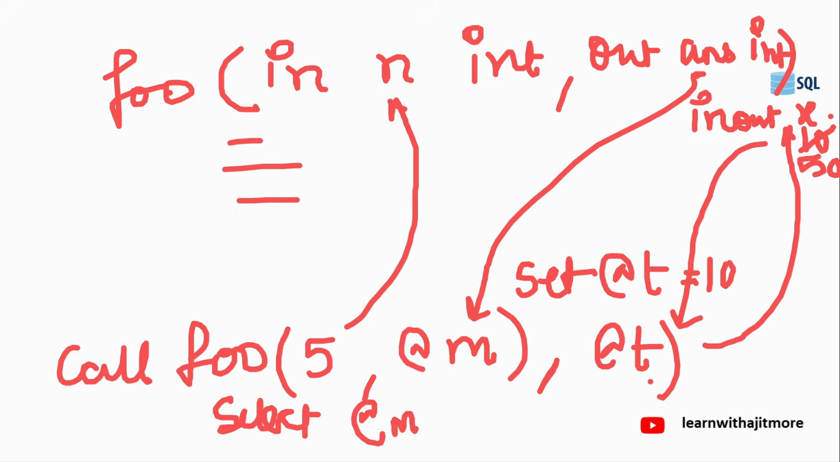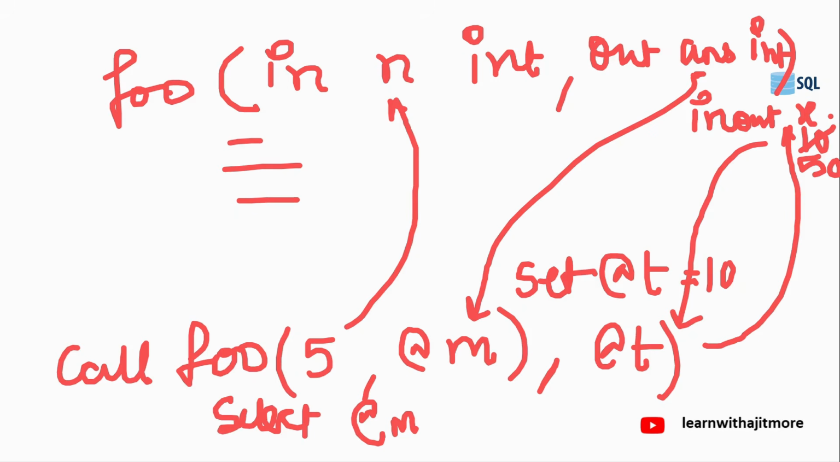Understanding, guys? That is the basic difference between in, out, and in out. So in, from outside value comes in. Out, procedure keeps something in it and gives it to the outside world. And in out both. Okay? I hope it is clear.